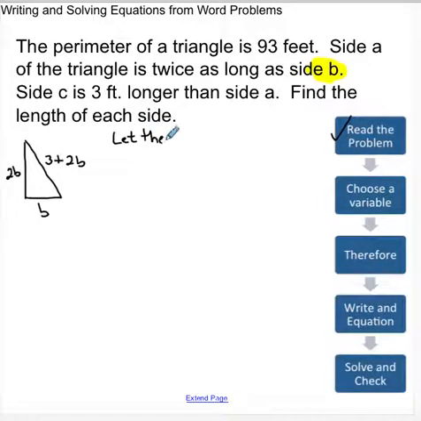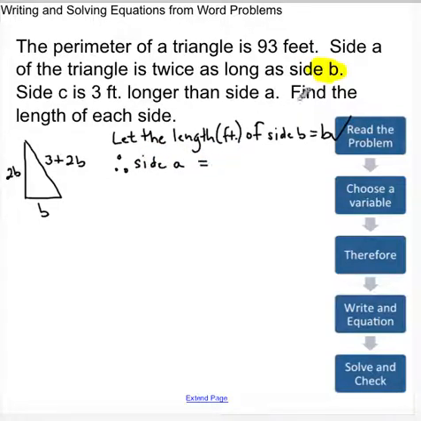So let the length, because we're talking about the length, and the units that we're dealing in here are feet, so in feet, of side B equal B. We'll call it B. So therefore, I know that side A is twice as long as side B, so it's 2 times B. And I know that C is 3 feet longer than side A, which is 2B, so side C is 3 plus 2B.